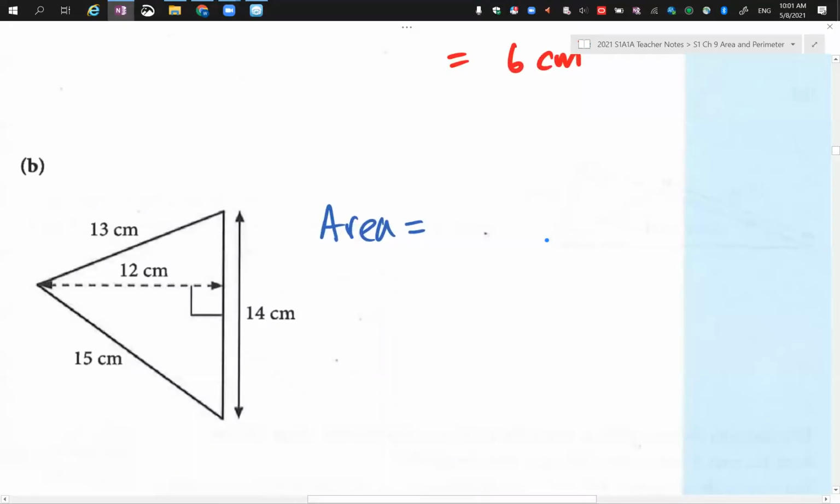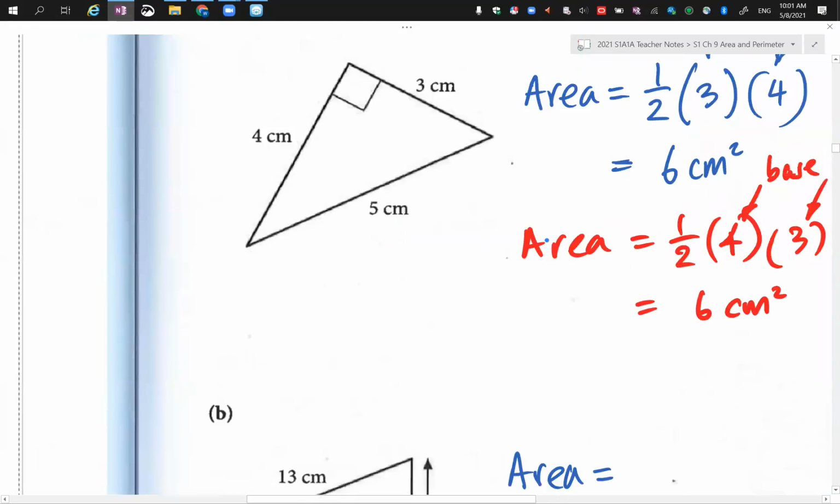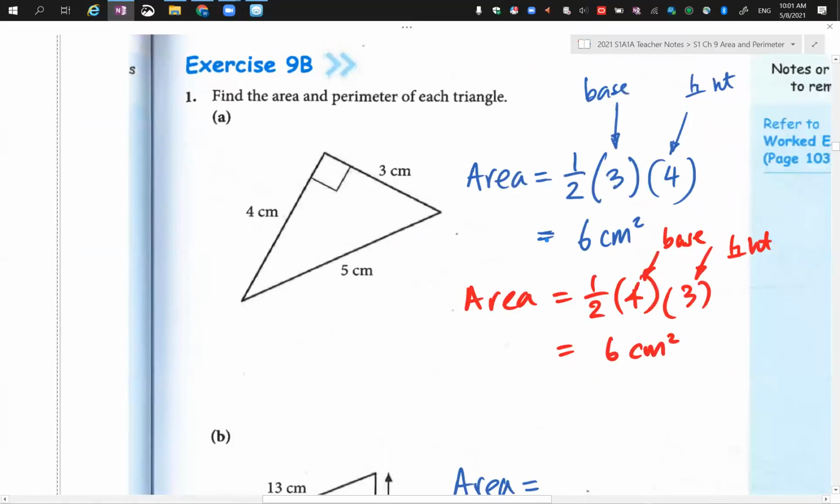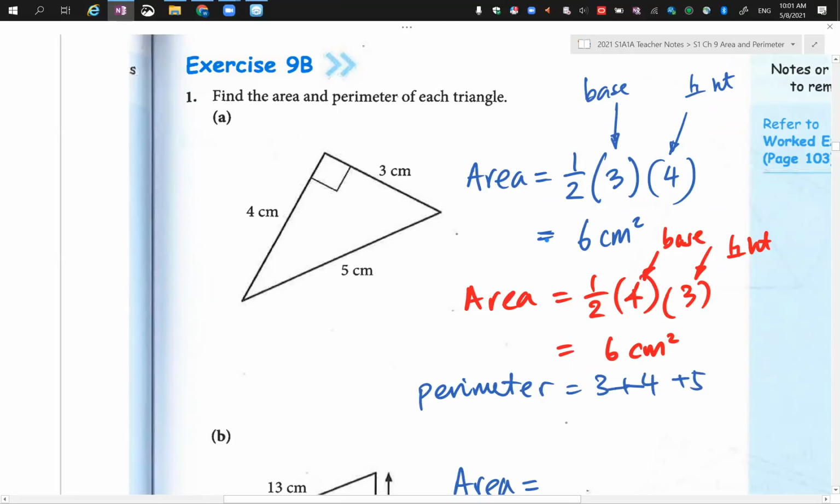Wow, so many numbers. What should we use? Did they say find the perimeter? They did. Oh, sorry. Find the perimeter. So back to part A, perimeter. I think you can do this. 3 plus 4 plus 5. So 12 centimeters.